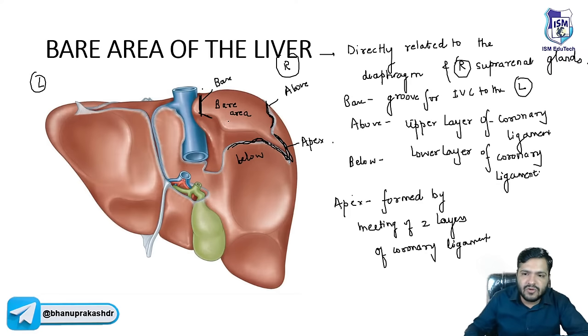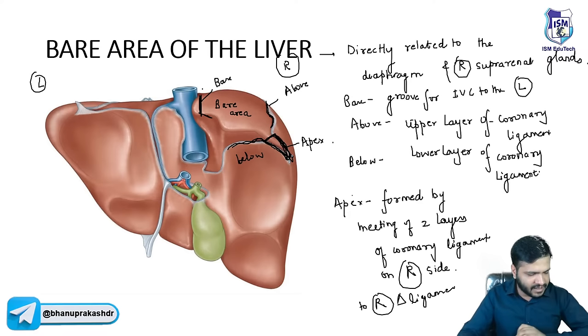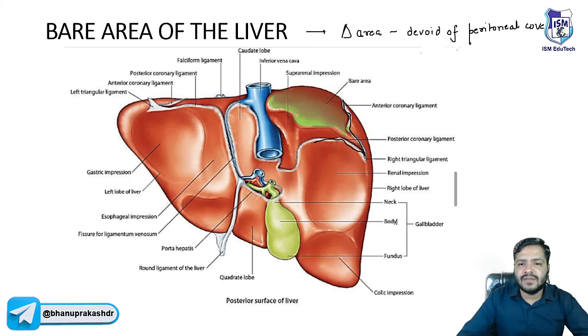So, the coronary ligament on the right side forms the right triangular ligament. See, a triangle is forming at the end, you can see this triangle, beta. So this area is the right triangular ligament. Yes, everyone is right. So that is about the bare area of the liver. You can see it over here.